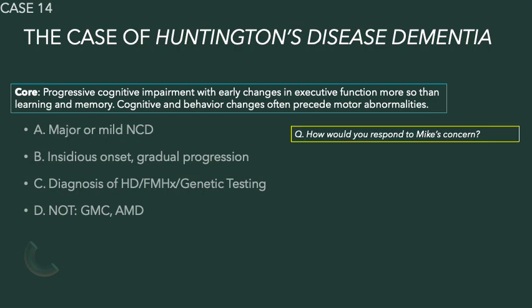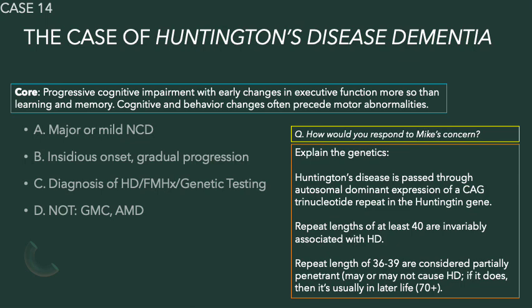And in responding to Mike's concern, you may explain the genetics. Huntington's disease is passed through autosomal dominant expression of a CAG trinucleotide repeat in the Huntingtin gene. Repeat lengths of at least 40 are invariably associated with Huntington's disease. Repeat lengths of 36 to 39 are considered partially penetrant, as they may or may not cause Huntington's disease, and if they do, then it's usually in later life, typically after the age of 70.